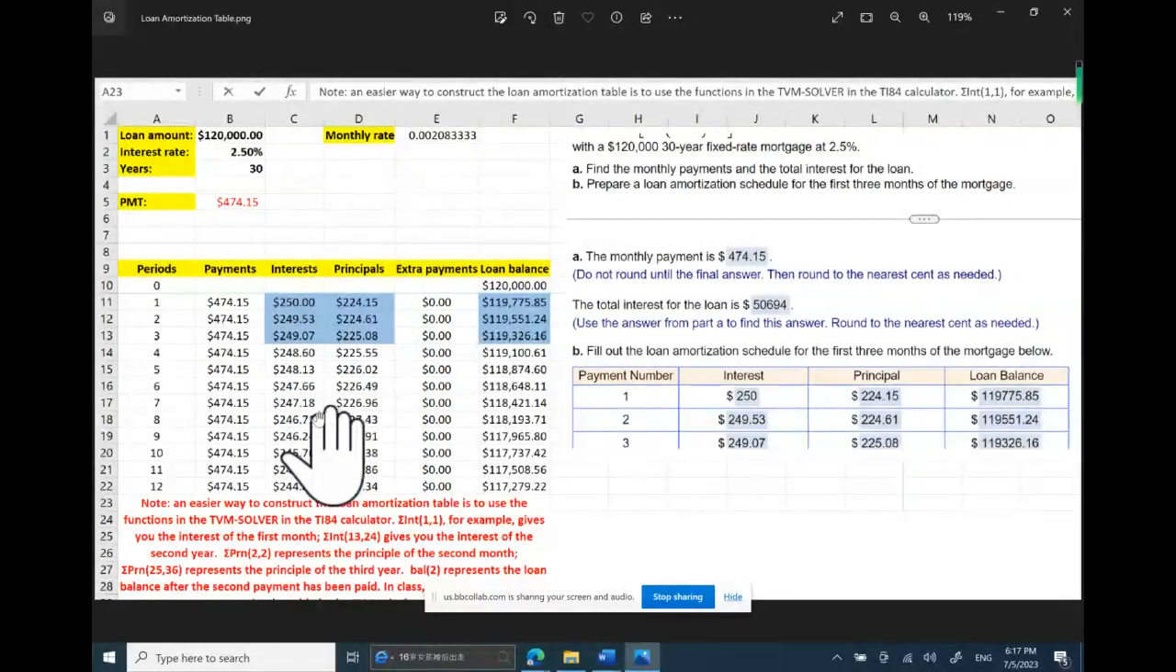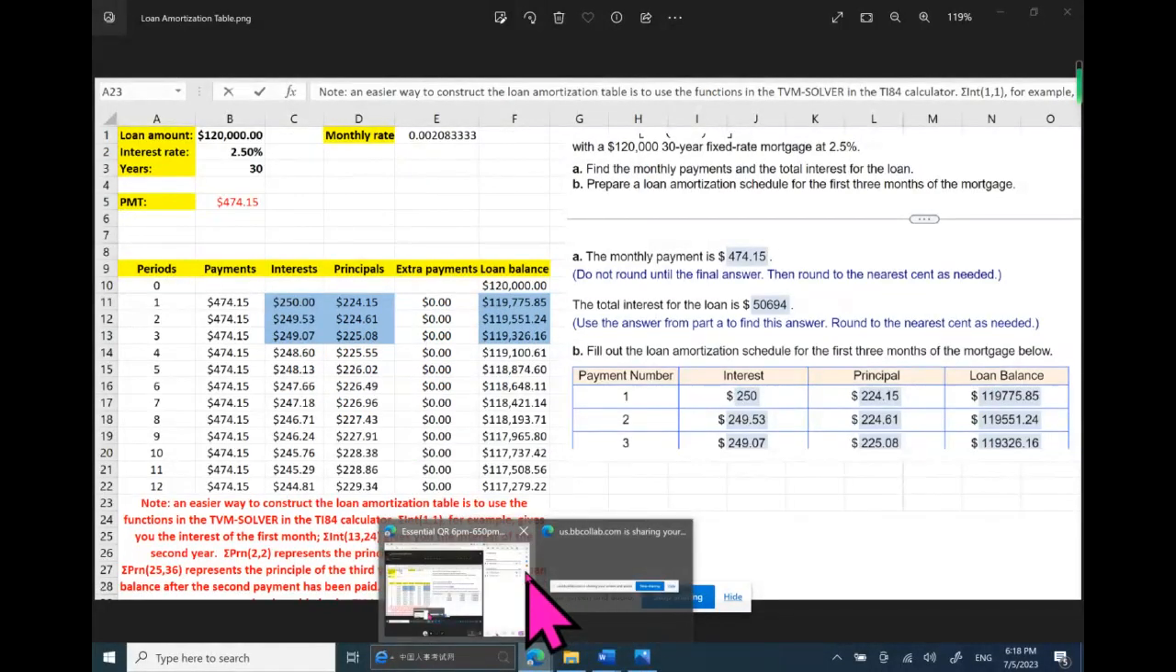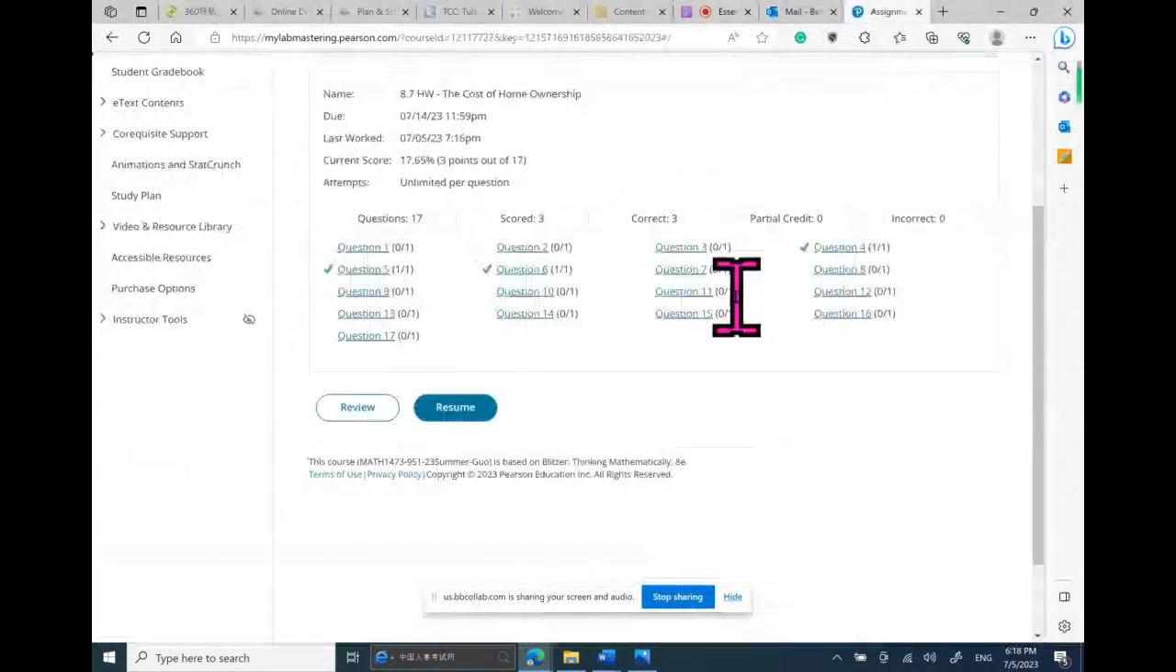Okay. So to find the principal amount, what are we doing to find that from the loan amount? The principal is the payment minus the interest. And we subtract the principal from the loan balance. We get the new loan balance. Okay, I get it. How about let's do this together? Yeah, let's do it together.